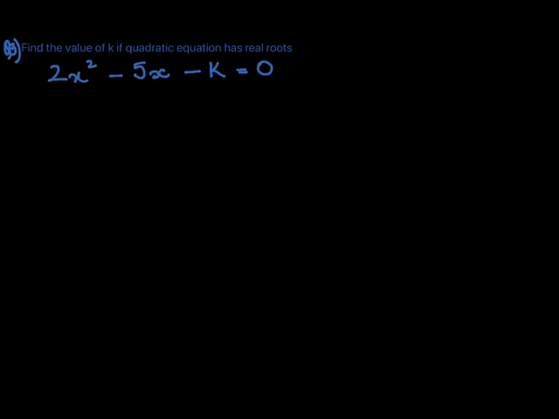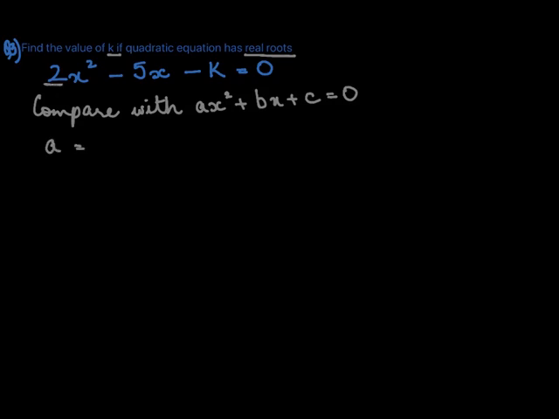Find the value of k if the quadratic equation has real roots. So this is 2x squared minus 5x minus k equal to 0. We compare it with the general equation. So on comparing, we see that a will be equal to 2, b is minus 5, and c equal to minus k.